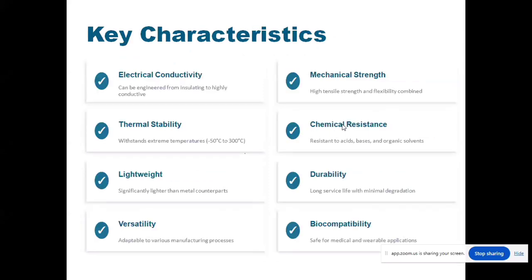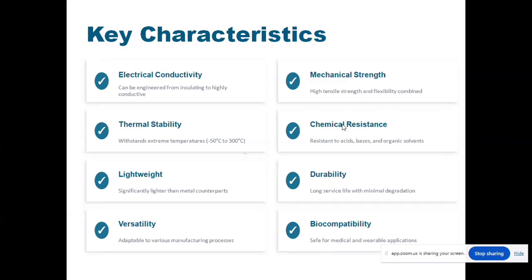Some of the key characteristics: electrical conductivity can be engineered from insulating to higher conductivity. That is, electrical conductivity can be improved. Mechanical strength can also be modified, and thermal stability, from lower temperature to extreme high temperature, is also possible. That is not possible by using textile alone. By using polymer textile material, we can withstand extreme temperatures from -50 to 300 Celsius, with chemical resistance to acids, bases and organic solvents, and it is lightweight. And durability, that is, long service life with minimal degradation.